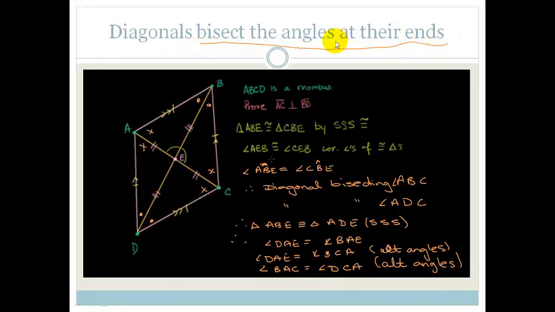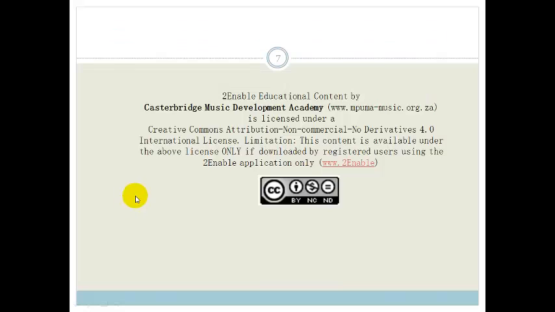Right, so now we've seen two proofs for the rhombus. We've seen the diagonals bisect each other at 90 degrees, so this here is 90 degrees, and we've proven that the diagonals bisect the angles at their ends. Grade 10s, that is it when it comes to rhombus. Again, you need to know all the properties and you need to know how to prove this. And you'll notice that with all the proofs, what are we using? We're using congruency.